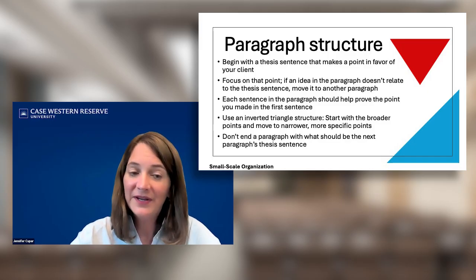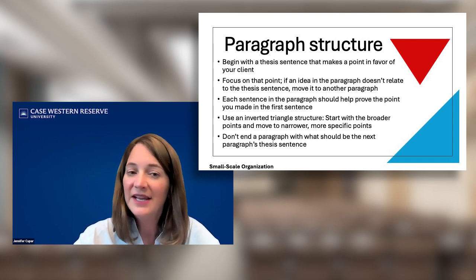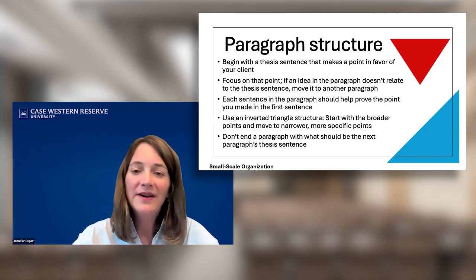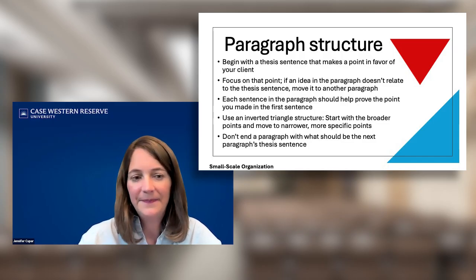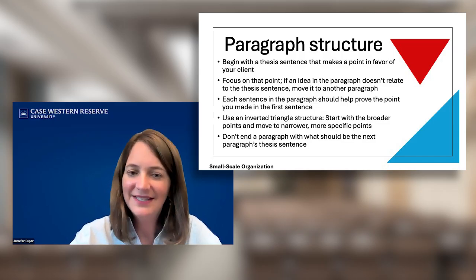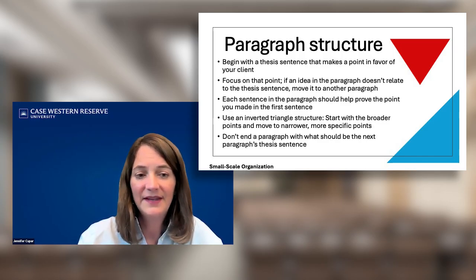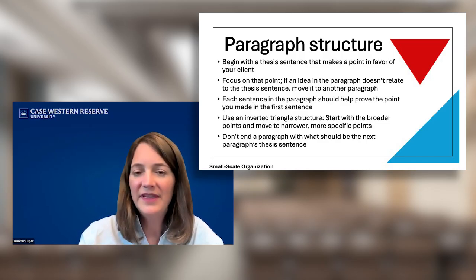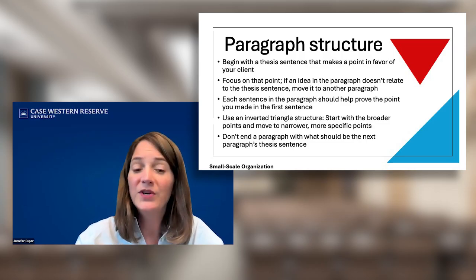Then you've got to focus on that point. Every sentence and idea in that paragraph has to relate to the point in the thesis sentence. If it doesn't, it belongs in another paragraph. Or if you truly think that it does support that thesis sentence, but it's not clear why, you need to clarify it. Every single sentence in the paragraph should help prove the point that you made in the first sentence. And you should think of your paragraphs as an inverted triangle. You want to begin with broad points and then move to narrower, more specific points.